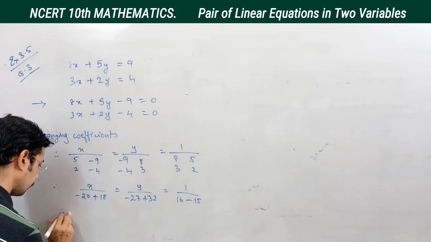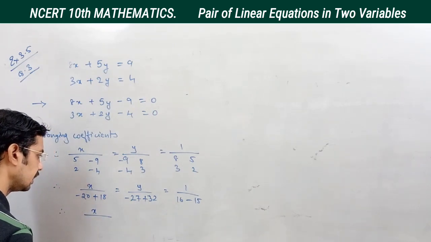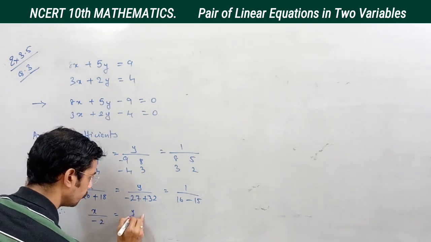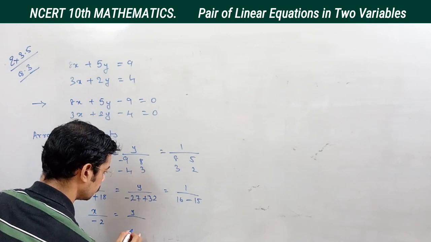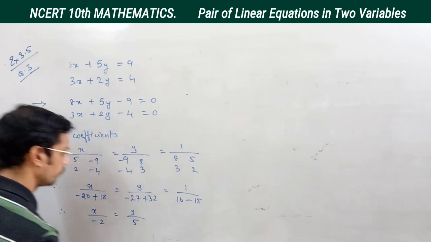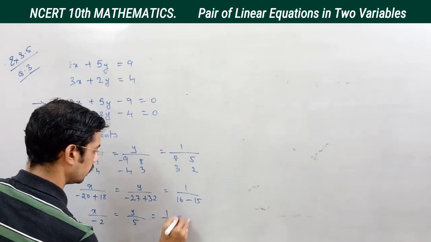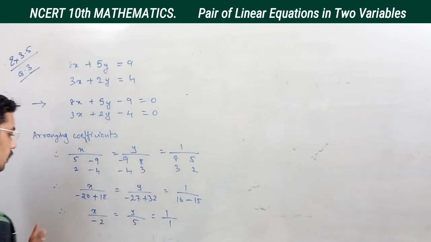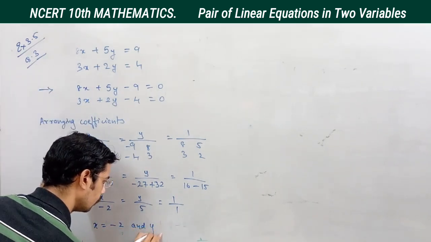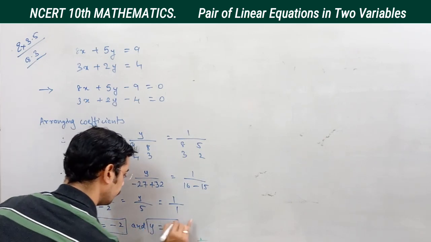So what we have is x by, what is 20 minus 18? 20 minus 18 is 2, so minus 2. This is equal to y by 32 minus 27, which is 5. That is equal to 1 by 16 minus 15, which is 1. So you can have x equal to minus 2 and y equal to 5. X equal to minus 2 and y equal to 5 is the solution.